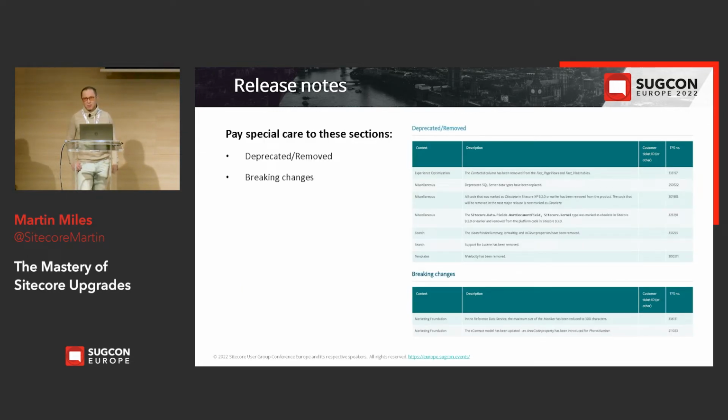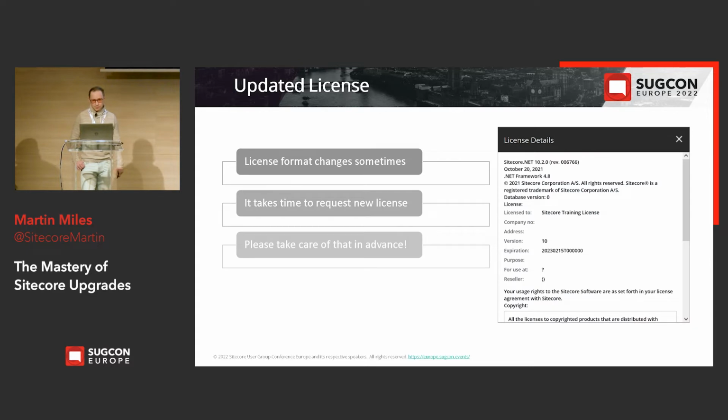One of the most valuable planning activities is studying release notes for every single version you jump through on your path. Pay special care to these two sections: deprecated and removed, and breaking changes. Also identify the functionalities which are no longer supported. That includes any third-party add-ons, libraries, whatever, and find their alternatives.